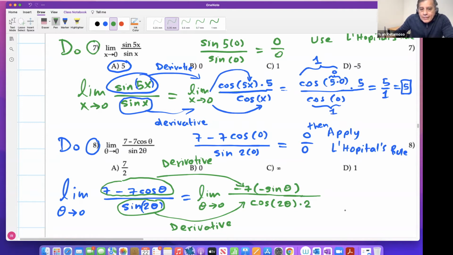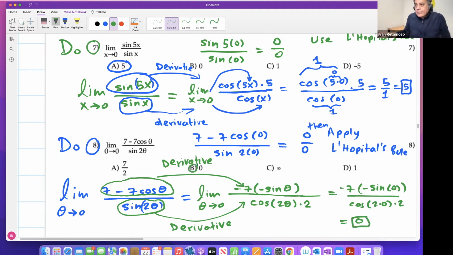Then L'Hopital says, try again. Substitute again. This is going to be minus 7 times minus sine of 0 over cosine of 2 times 0, times 2. Sine of 0 is 0. Cosine of 0 is 1. 2 here, 0 on the top, 2 times 0, 0. The whole thing collapses to 0. Excellent, guys. Very good.